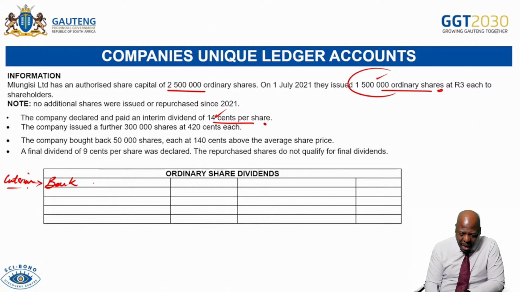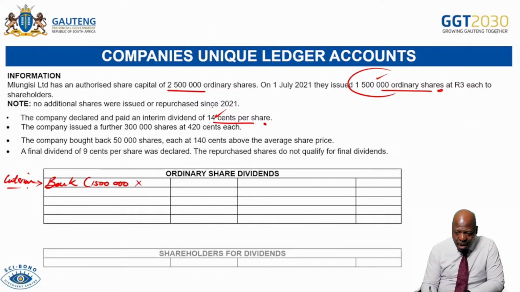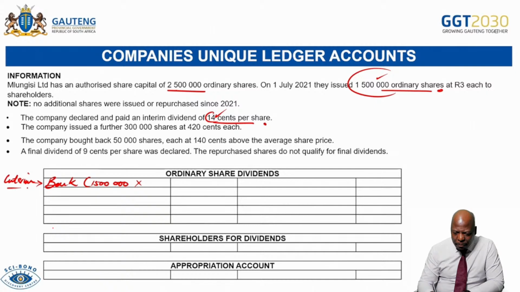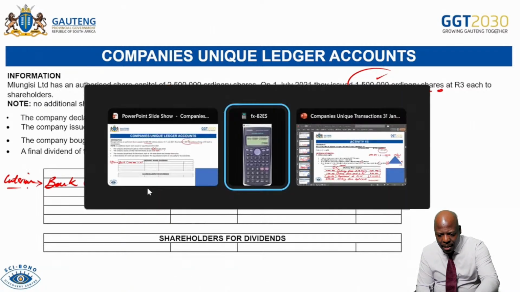So it simply means if I'm going to pay my interim dividends, I'm going to pay it to the 1,500,000 shares. So I'm going to say bank, I open my bracket, and I say 1.5 million shares. I multiply that by 14 cents. Let's take this one a bit back so that we can really understand what is happening here. So it's going to be 1.5, and then we multiply that by 14 cents. 1.5 times 14 cents.